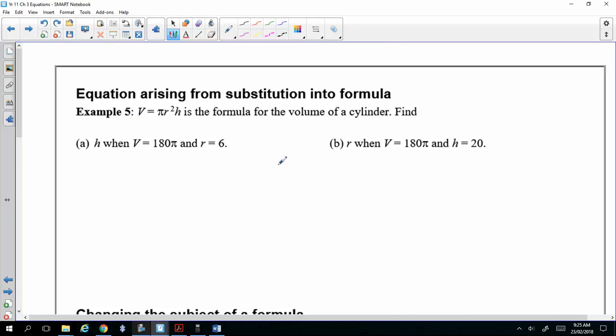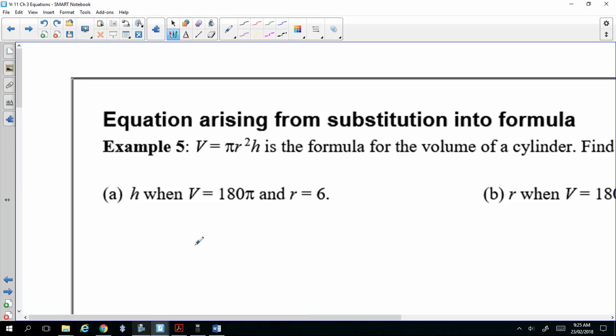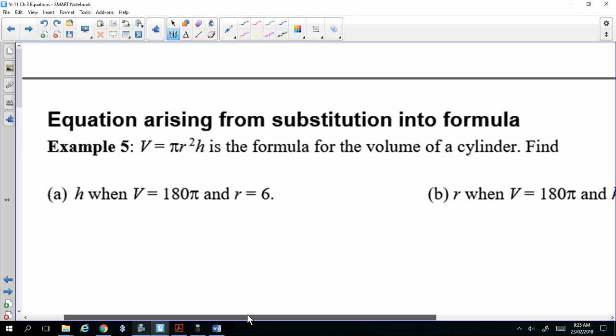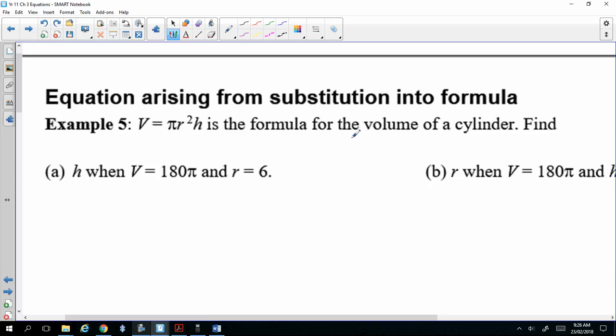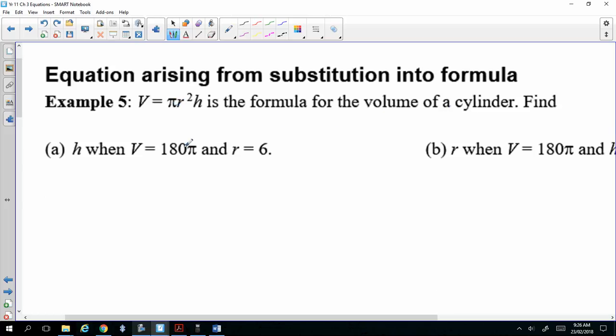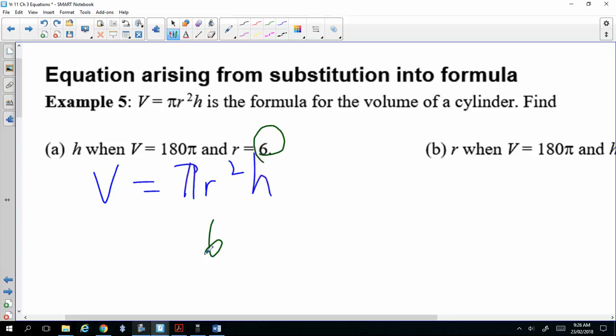Okay, now we're going to solve equations arising from substitution into a formula. So there's some well-known formula like the volume of a cylinder. They want you to work out another polynomial after substitution. So let's do that. So you write V equal to pi r squared h. Write down the formula first. Then you substitute 6 into r, 180 pi into V. Then you're going to solve for h.